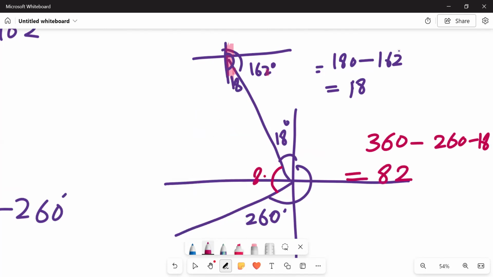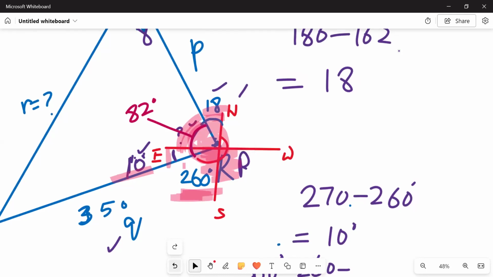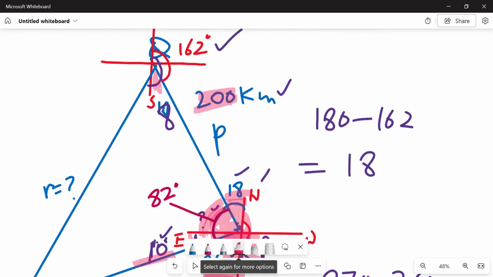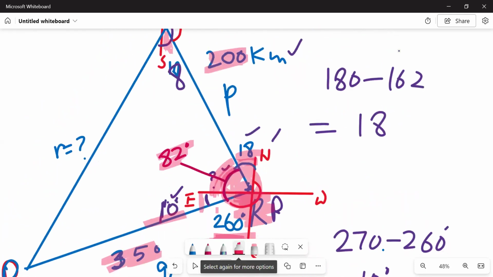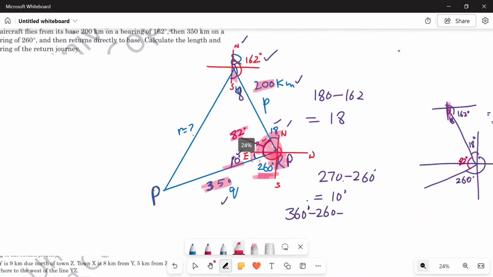So this complete angle is 82. Is it clear? Yes. Okay. So here this complete angle is 82. When two side lengths are given, this side length is given and also this side length is given, and the included angle, which is also 82, is given, then we can apply the cosine rule here.